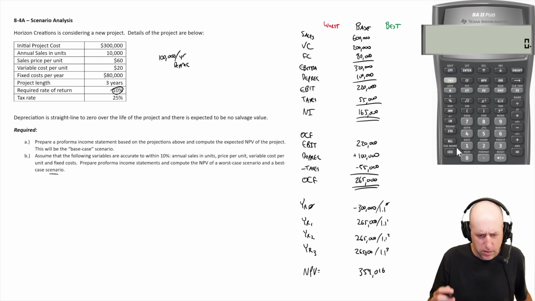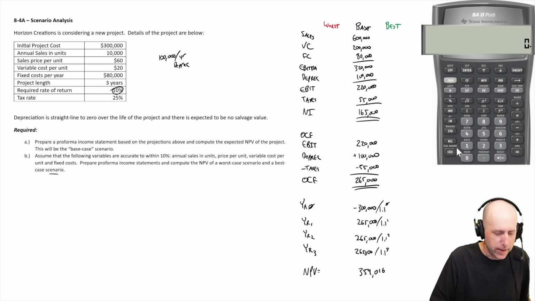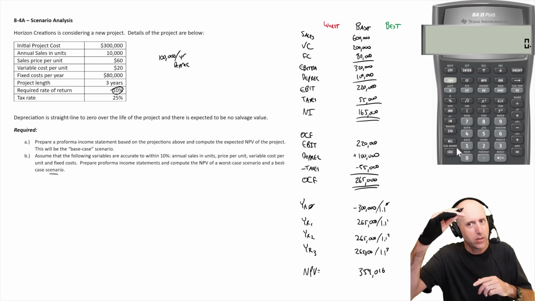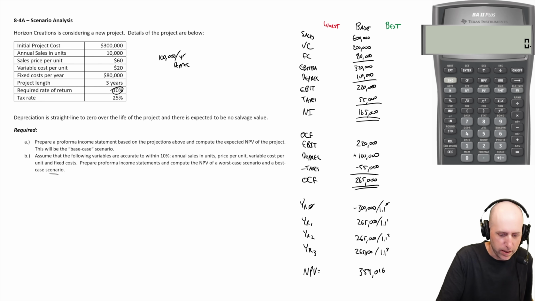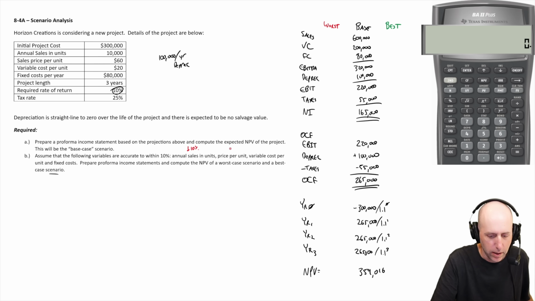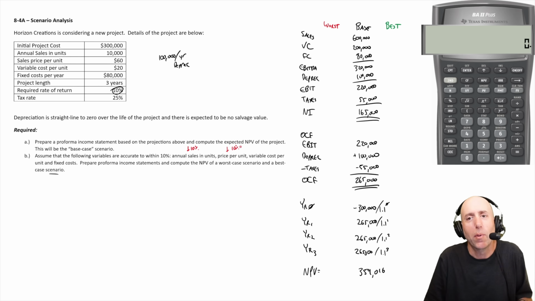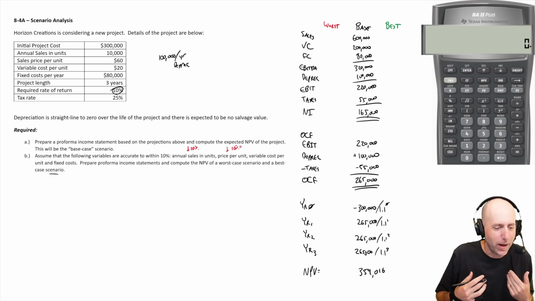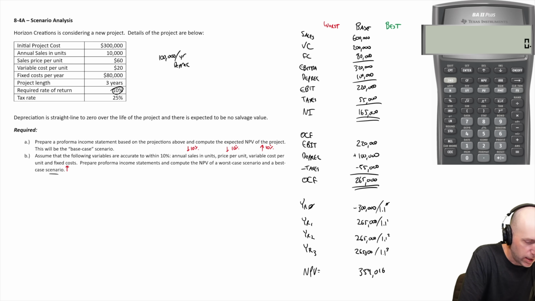Plus net present value is something you ought to do. Okay. Let's look at the best and worst case. So it says, assume that the following variables are accurate to within 10%. Annual sales in units. So it means it might be plus or minus 10%. So let's do worst case first. Worst case scenario for annual sales in units is down 10%, 10% below what we projected. For price per unit, it could vary by up to 10%. So a bad case there would be the price is 10% lower. In other words, we're not able to get customers to buy it at full price. We've got to discount it by 10%. Variable cost, what's the worst case scenario there?